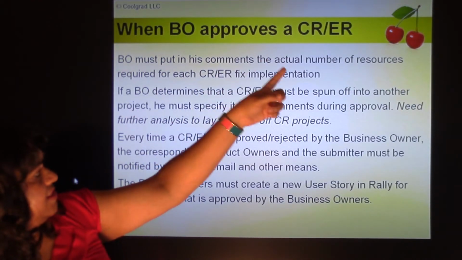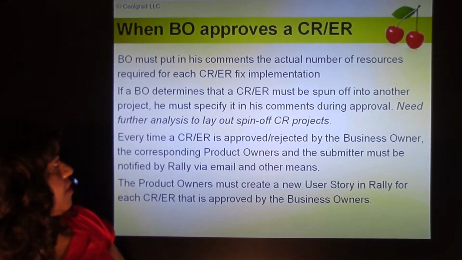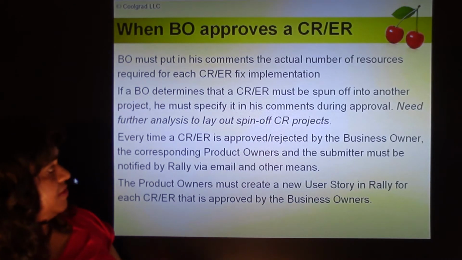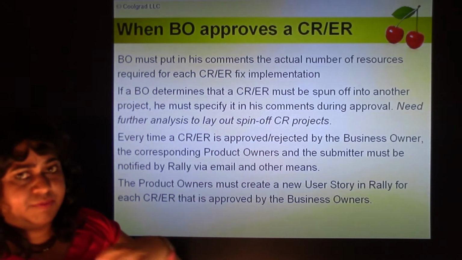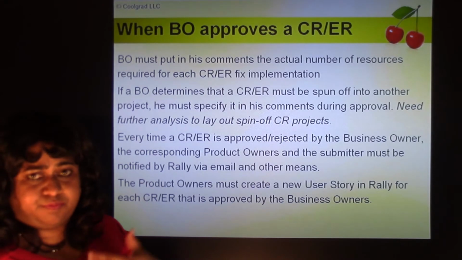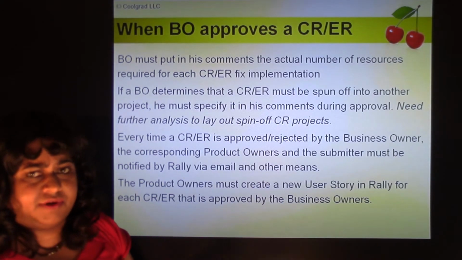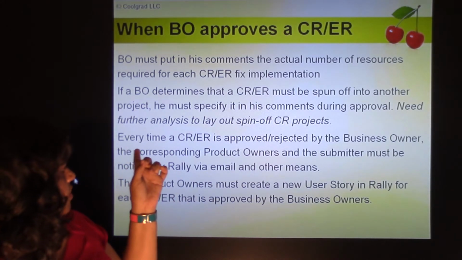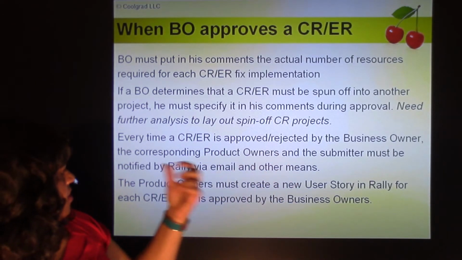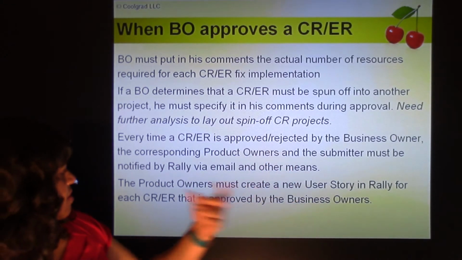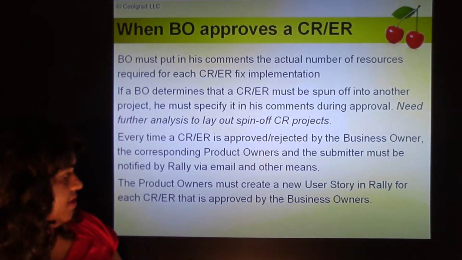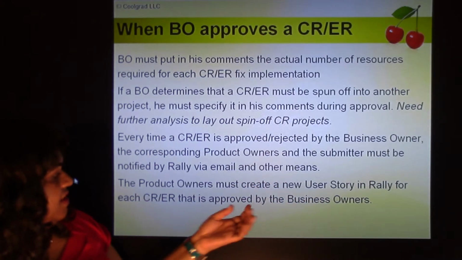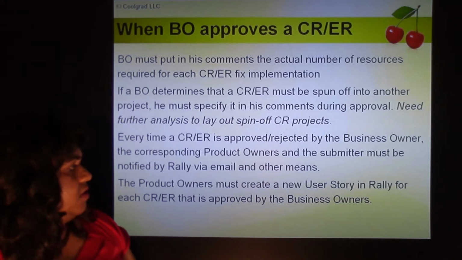When BO approves a CR or ER, BO must put in his comments the actual number of resources required. The BO must determine if the CR is going to be spun off into a new project. He must create a new project and spin it off and provide all the resources and budget for the new project. So every time a CR/ER is approved or rejected by the business owner, corresponding product owners and the submitter must be notified by Rally via email and other means. Product owners must create a new user story in Rally for a CR/ER that is approved by the business owners.